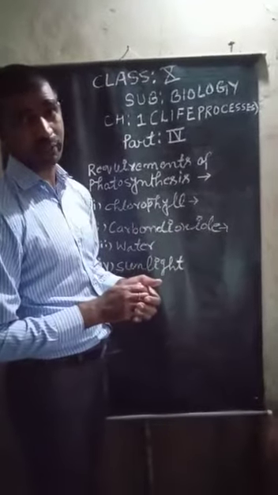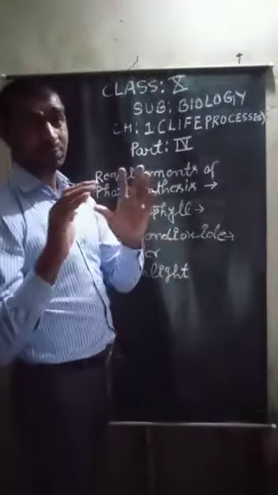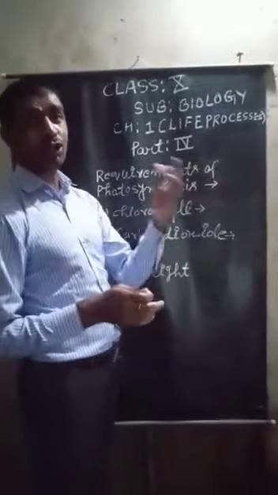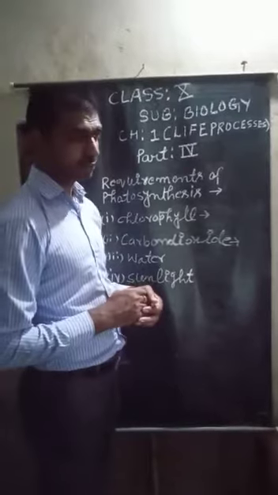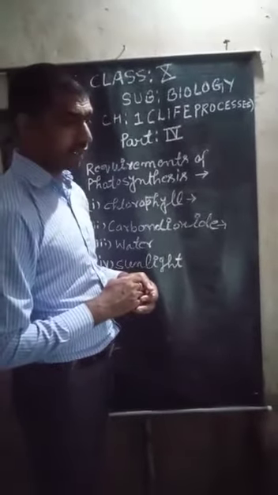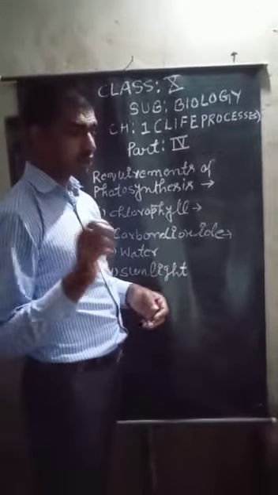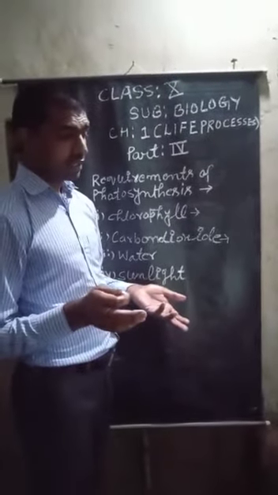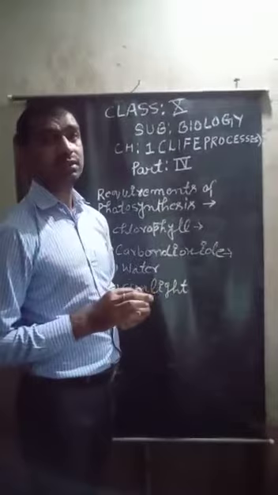Through stomata, the respiratory gases, carbon dioxide and oxygen, both enter and leave the plant body. Stomata are present on the surface of the leaves, and due to them transpiration occurs.